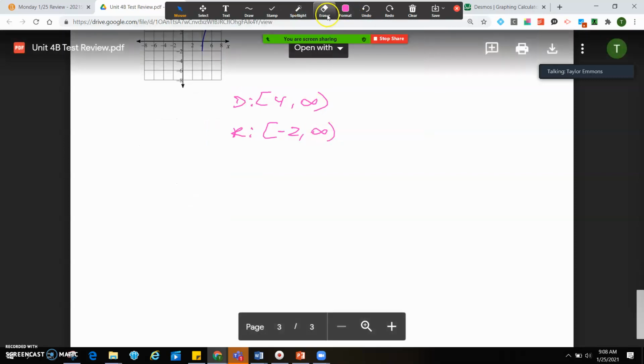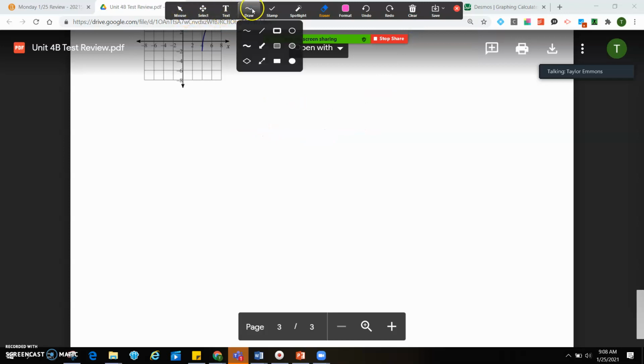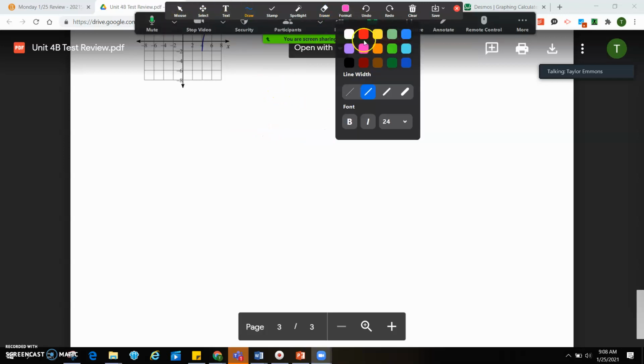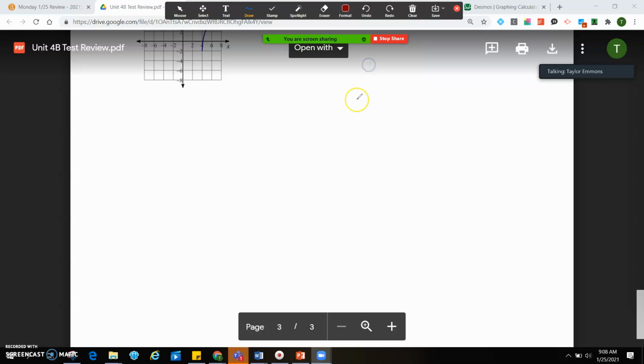All right, so there's a couple of different things that I want to just go over that aren't necessarily on this document, but I think are important for you to be able to be successful on your test. So the first thing I want to talk about is if it ever says vertically compressed.